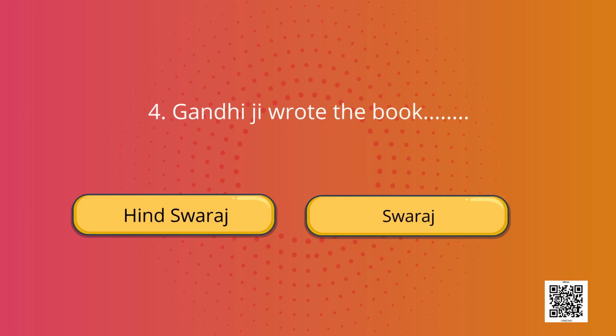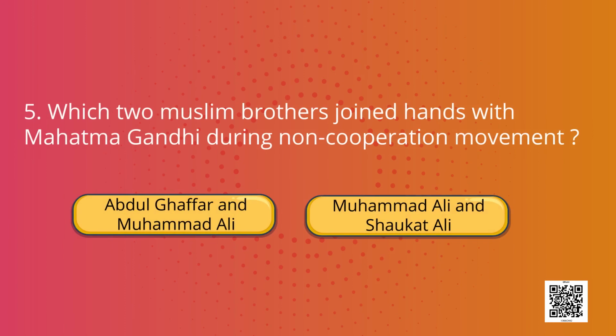Gandhiji wrote the book, and the options are Hind Swaraj or Swaraj. And the answer is Hind Swaraj. The next question is, which two Muslim brothers joined hands with Mahatma Gandhi during non-cooperation movement? And the options are Abdul Ghaffar and Muhammad Ali or Muhammad Ali, Shaukat Ali. And the answer is Muhammad Ali, Shaukat Ali.